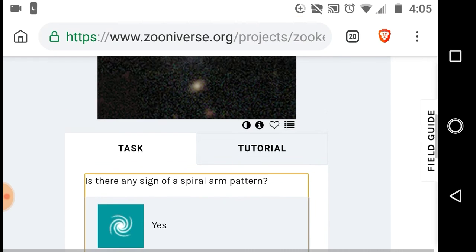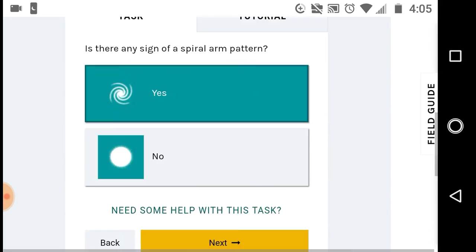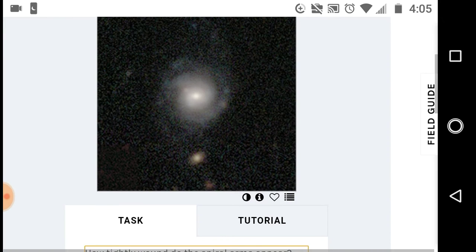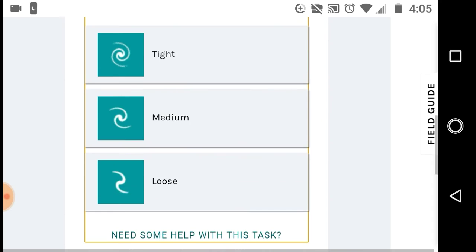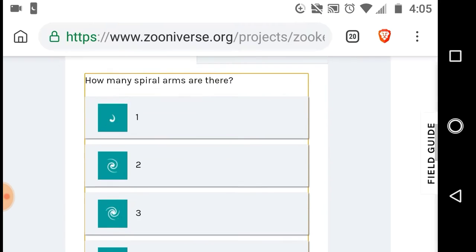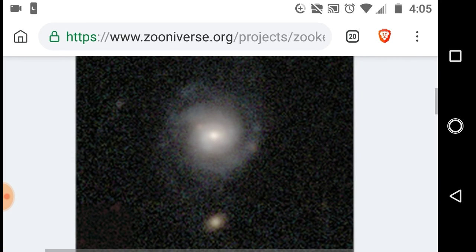Is there a spiral arm pattern? You bet. We're going to have a lot of features on this one. Let's see. We're going to say they're medium wrapped. How many spiral arms? Now, that's a good question.